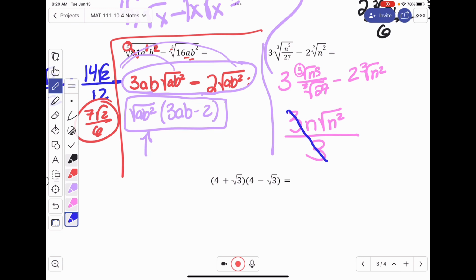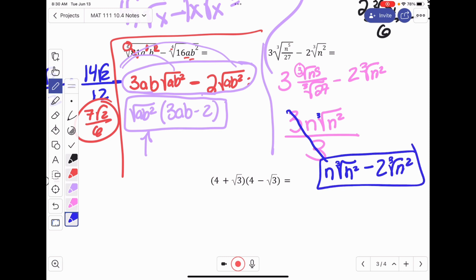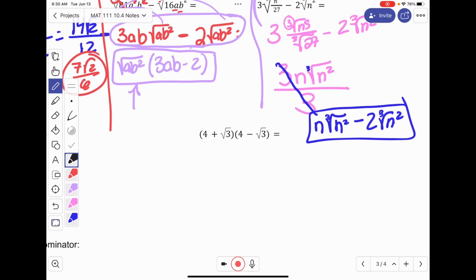Then if we have a 3 on the top or the bottom, that goes away. So I'm left with n cubed root n squared. Sorry, cubed root, n squared, minus 2 cubed root n squared. So same thing, that's okay. But if you need to keep going, you're just going to take out that common factor and rewrite it like this with the n minus 2.